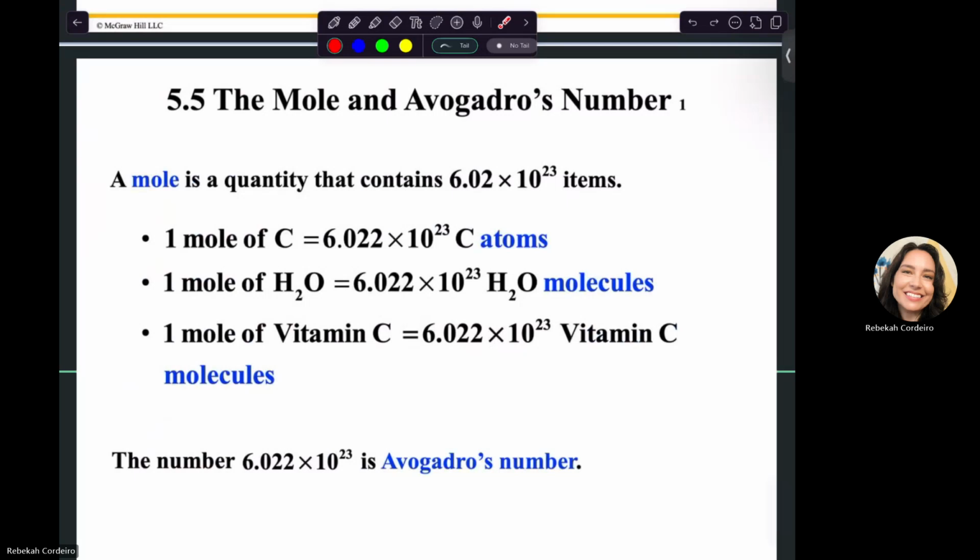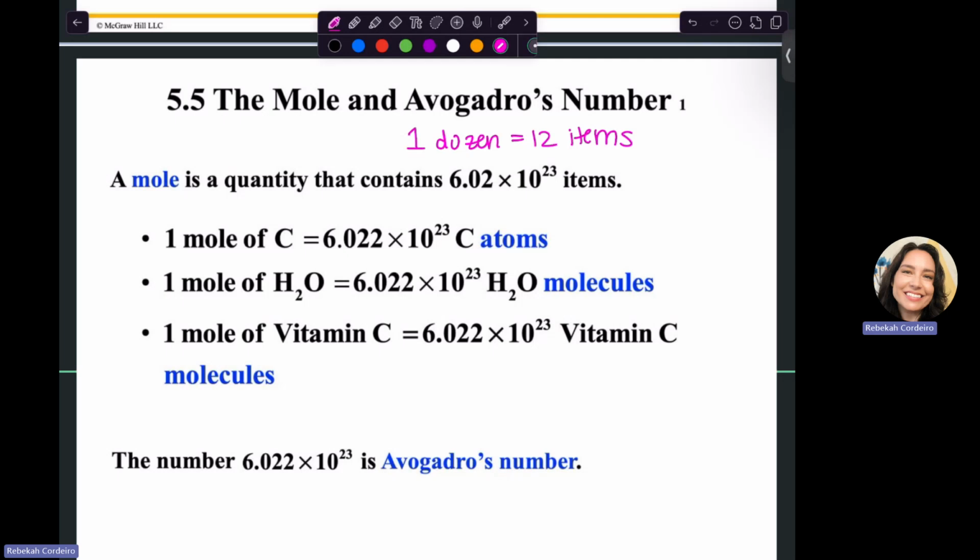So a mole is a quantity that contains this many of a thing. You could have a mole of eggs, you could have a mole of atoms, you could have a mole of molecules, you could have a mole of anything, and that's this many things. A mole is like a dozen, right? So 1 dozen of something would be equal to 12. A dozen eggs is 12 eggs. A dozen roses is 12 roses. So just like a dozen is 12 items, a mole is just a number of items.